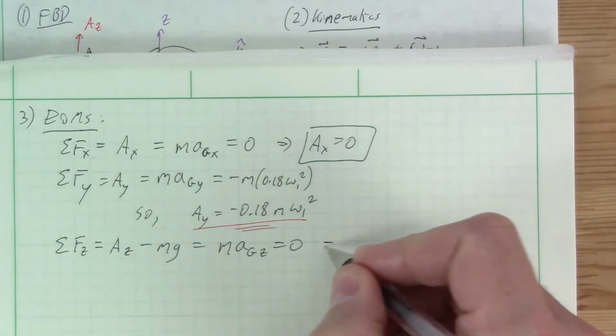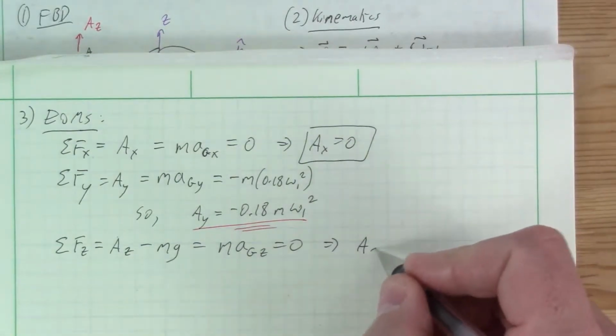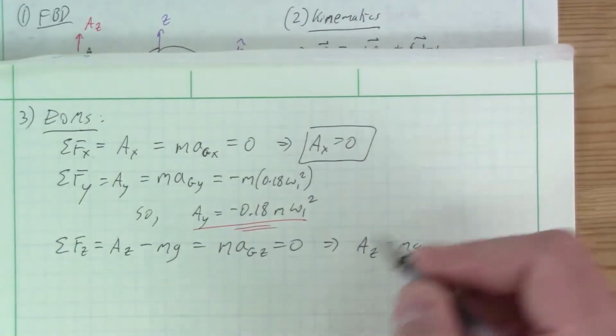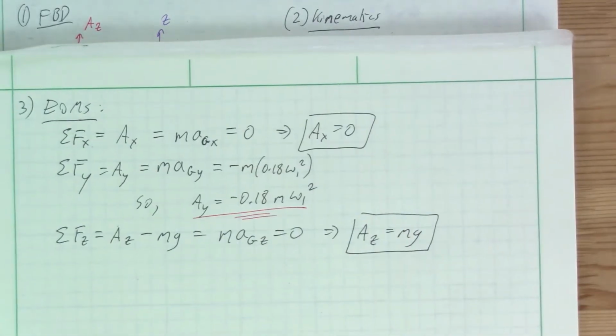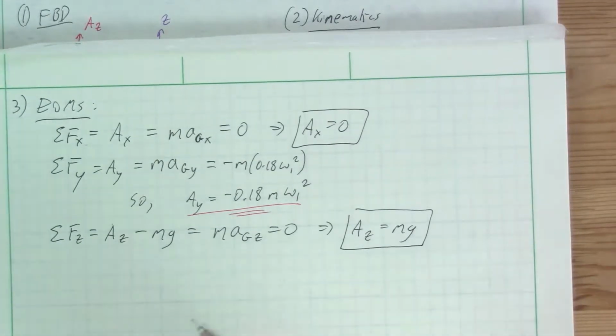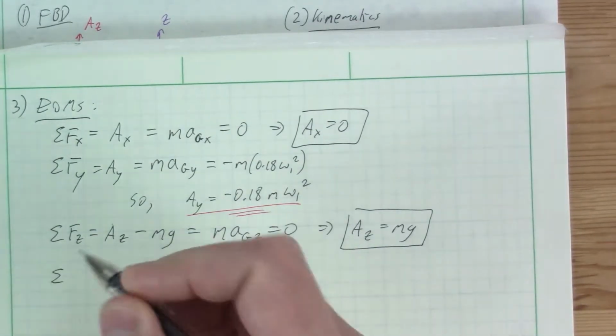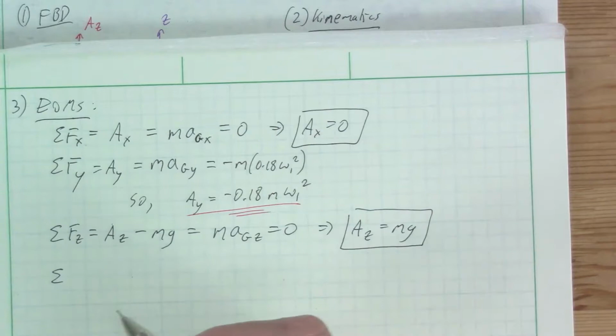Okay, so then this tells us that az is equal to mg, which we actually know. If we need it later, we know what to plug in. Now we move into the 3 equations from the Euler equations, right? So these are our angular equations of motion.